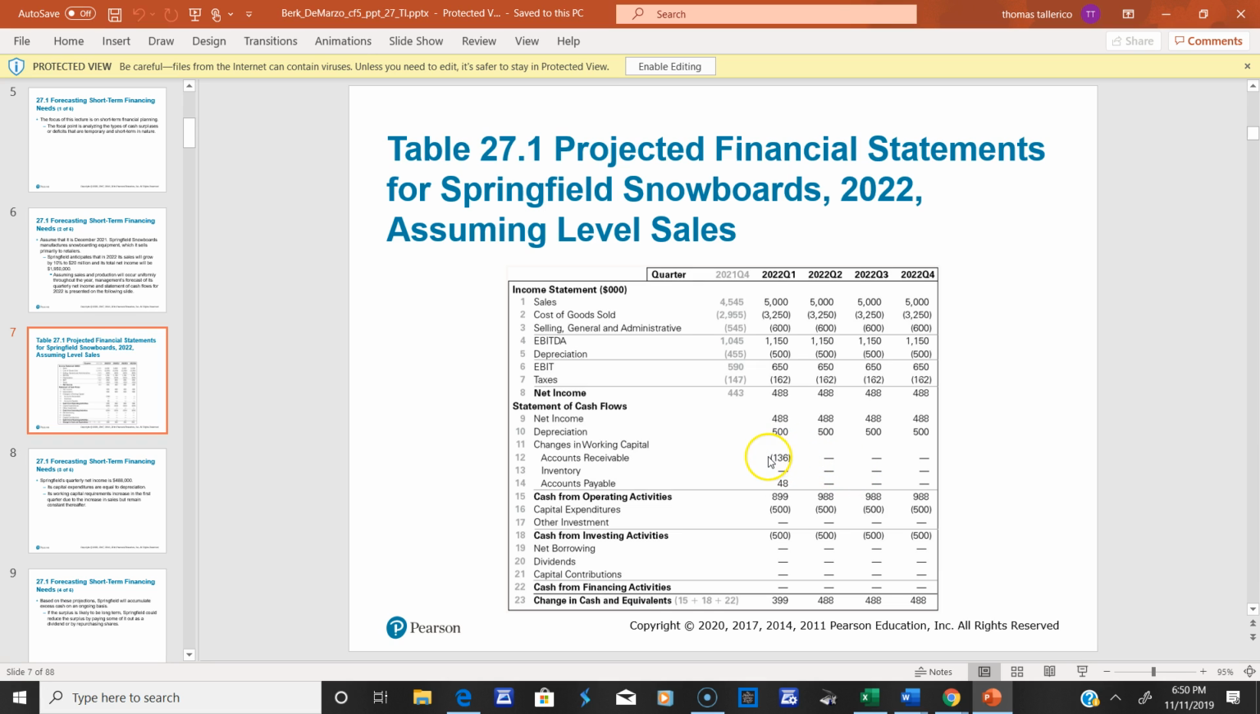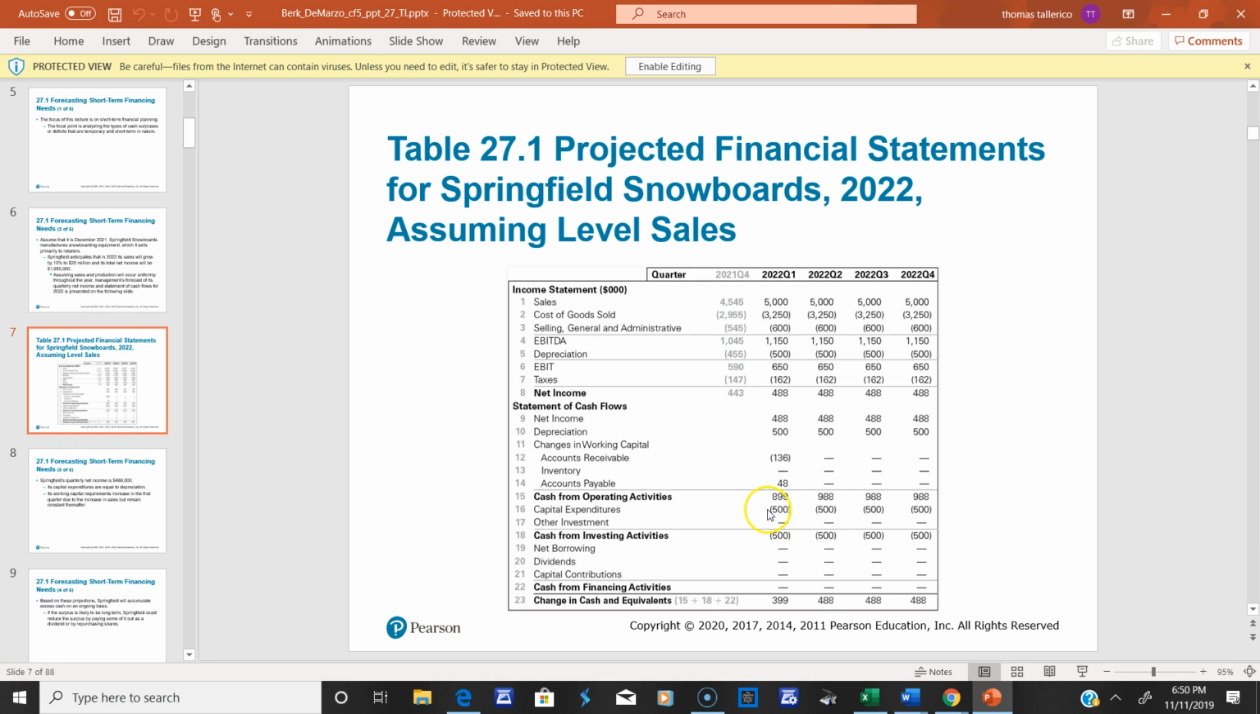Okay, so all this information gets pulled down here. We have 5,988, and we subtract this, and we add 48. And we end up with cash from operating activities over here, and it remains constant over here at 988. These get pulled down.